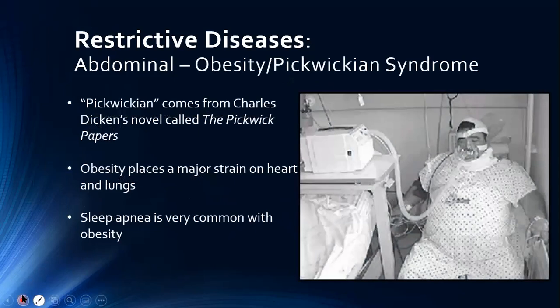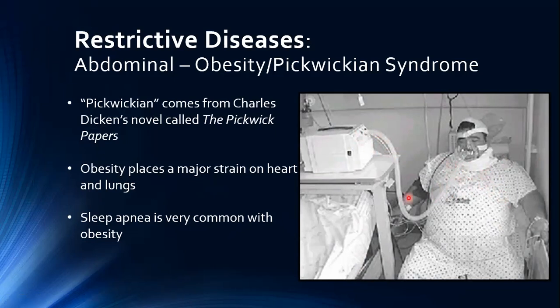So the abdominal obesity syndrome, also known as Pickwickian syndrome. Pickwickian comes from the Charles Dickens novel called The Pickwick Papers. This young man here has a large stomach. It's very, very big. You call it a beer belly, or whatever nicknames they give them. But when you have a very, very large stomach, it presses against the diaphragm. So if you look here, his diaphragm is sitting way up here, right? His diaphragm is above his stomach, and so he doesn't have much room to inflate.